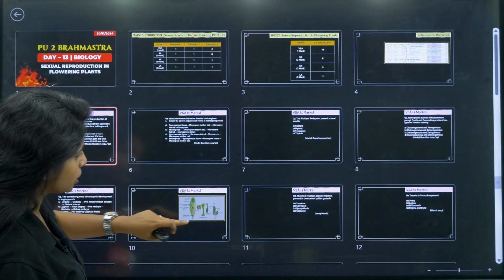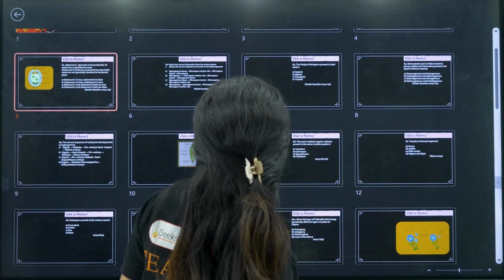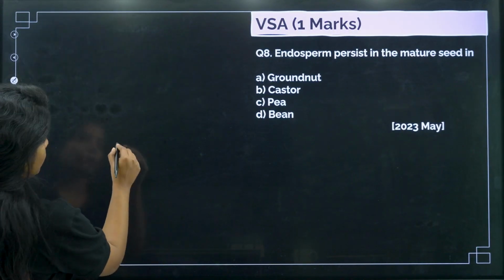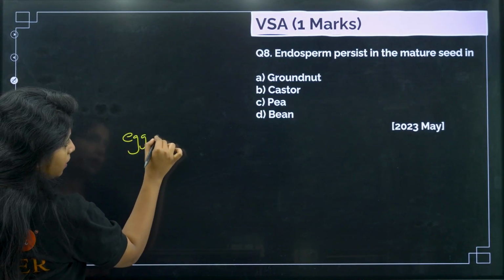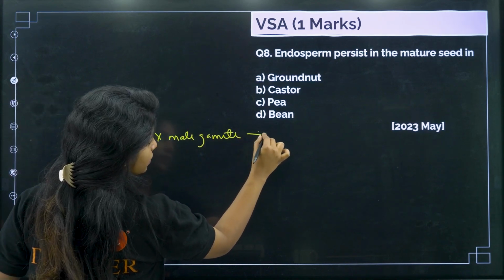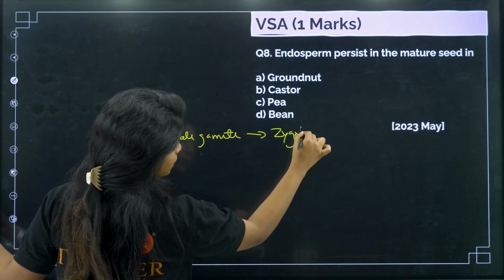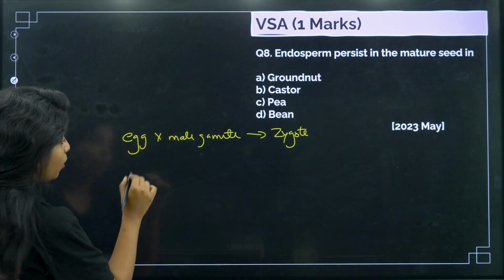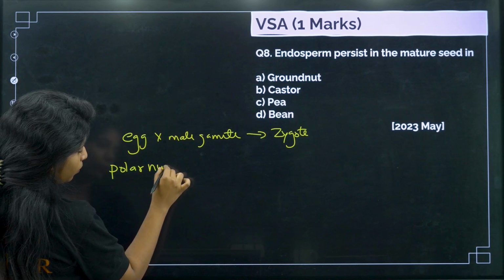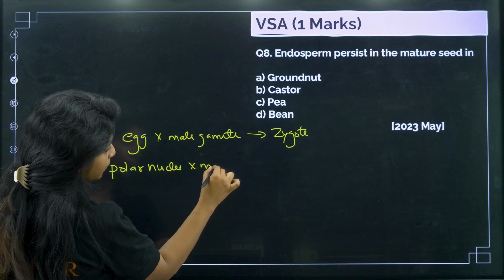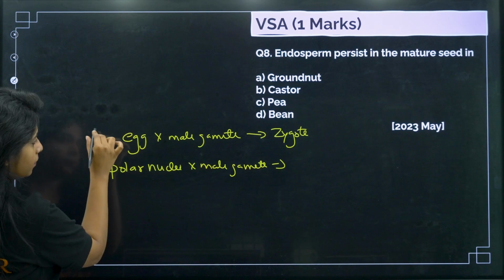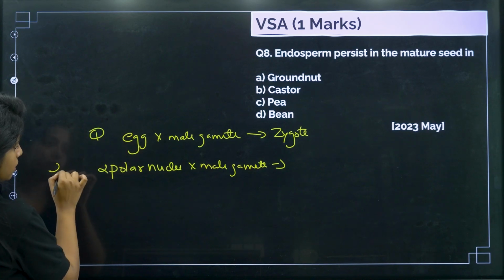Now we will go back to the question that we were having over here. So the first event, egg plus male gamete, will give you the zygote. Now the polar nuclei and the male gamete, this is the second event that is happening. There are two polar nuclei over here. This is the second event.